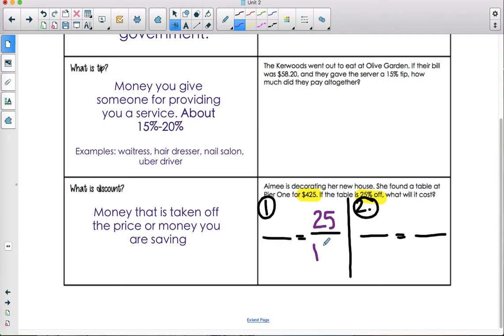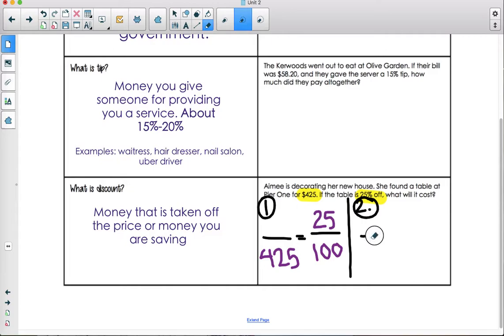Okay, so I'm going to put the 25 in the numerator, 100 in the denominator, and then the cost of the table is $425. Okay, so take a second, go ahead and try this proportion. See if you can figure out how much money we will be saving or how much money will be taken off the price of this table. Okay, so while you guys are doing that, I'm going to explain here that for this one, we're doing the same operations. We're going to cross multiply and then divide by 100 to find our missing part.